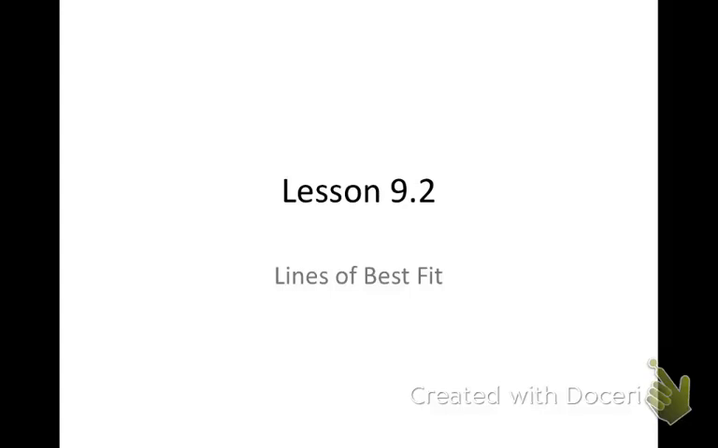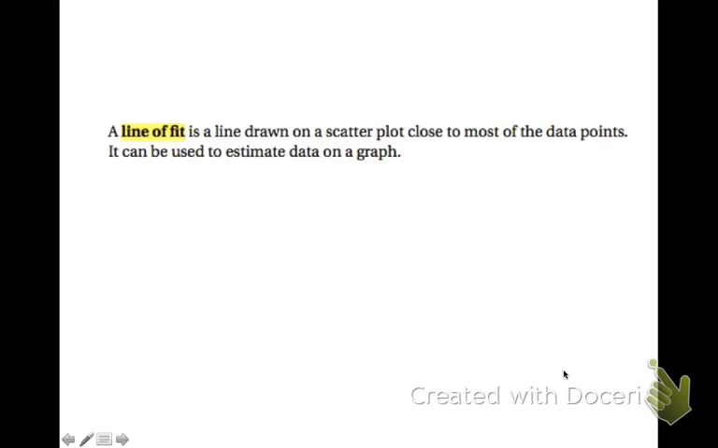This is lesson 9.2, and we're going to be learning about lines of best fit. A line of best fit, or a line of fit, is a line drawn on a scatter plot close to most of the data points, and it can be used to estimate data on a graph. So we're going to be taking a look at an example, and then we'll be drawing a line of best fit.